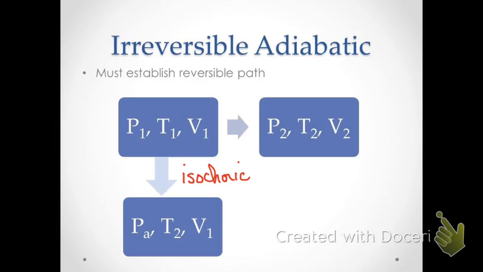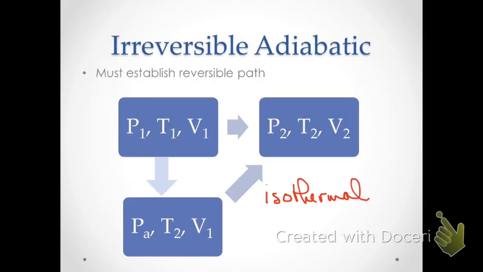The pressure will be some intermediate pressure that we'll call P sub A in this particular circumstance. Then our second step will just be an isothermal process that will allow the volume to change to the final volume and the pressure to change to the final pressure. So we're going to have two reversible steps. We're going to calculate delta S for each of these reversible steps, the isochoric step and the isothermal step, and then we're going to add the two together to get the total entropy change for this irreversible adiabatic process.